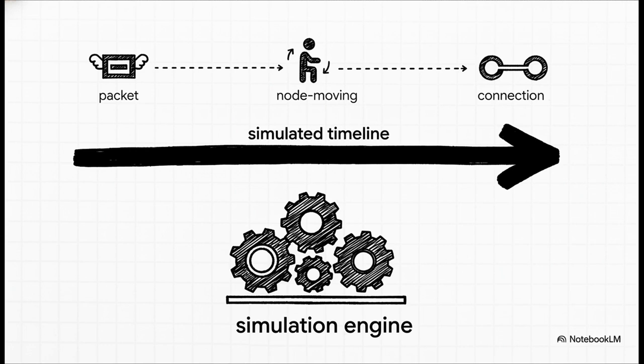At its heart, NS3 is a discrete event simulator. Just picture it like a super precise scheduler that keeps a list of future events, like send this packet at 1.0 seconds, or move this node at 1.2 seconds. And then it just executes them in perfect chronological order. This script pulls back the curtain on how that core engine works, and that's the foundation for everything else.